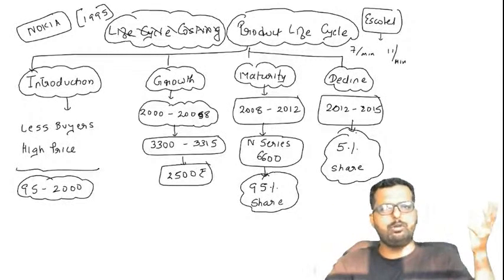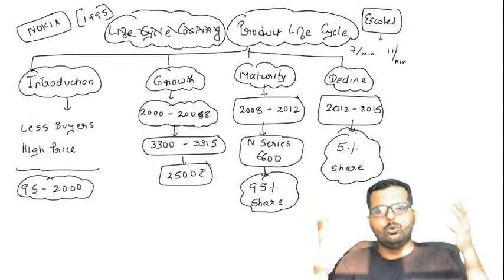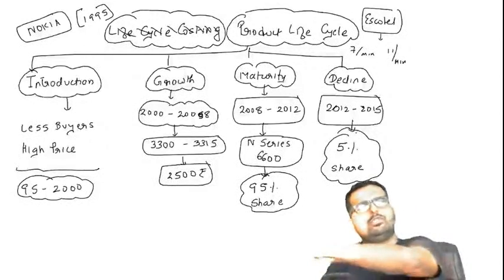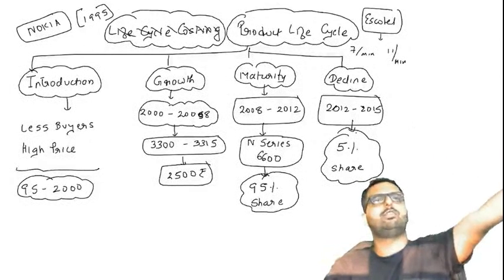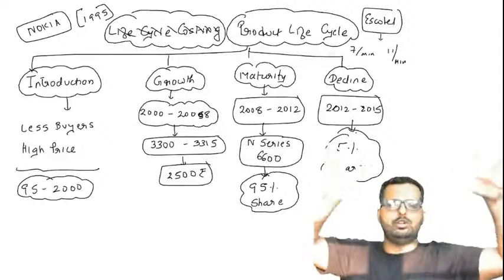Friends, with this example, I would like to tell you how Nokia from an introduction phase grew, went to maturity, and then finally declined. Can you draw this chart in your books now, friends?